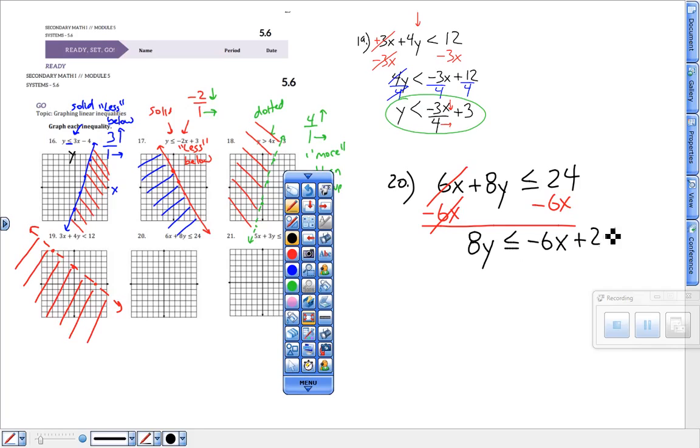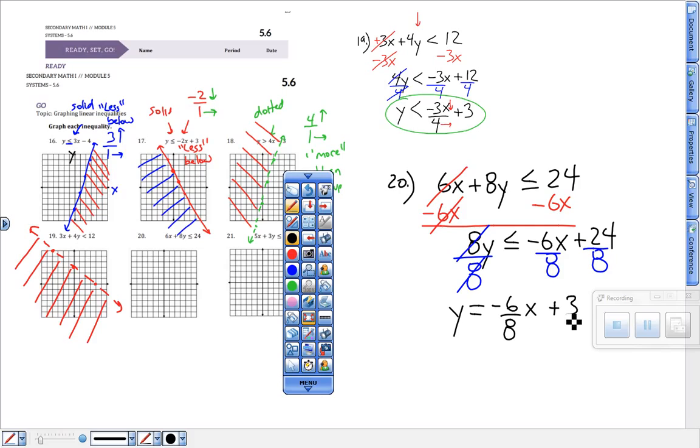A lot of people are tempted to do that. Don't write it 6x minus 24. There's no way that that 24 is negative. It's positive. Divide by 8. Cancel. Uh-oh. Might need to reduce. 6 over 8. Not many people are going to write negative 6 over 8. 24 divided by 8, easy, 3.